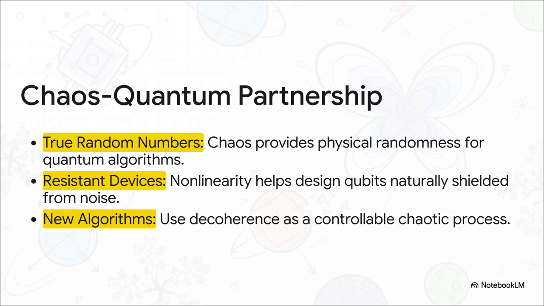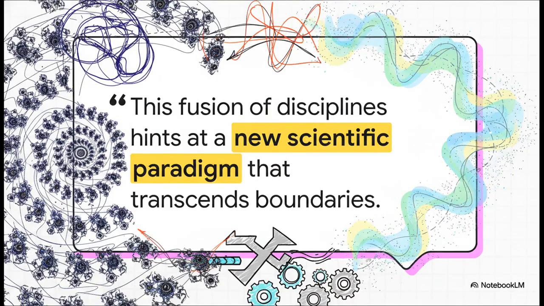But the most mind-bending idea is this. What if we could actually control decoherence? Turn it from an enemy that destroys our calculations into a tool we can actually use in them. Yeah, this is about so much more than just building better computers. As this quote suggests, we're really watching the birth of a whole new way of doing science. By fusing the structured world of chaos with the probabilistic world of quantum mechanics, we are just smashing the old boundaries between physics, math, and information science.